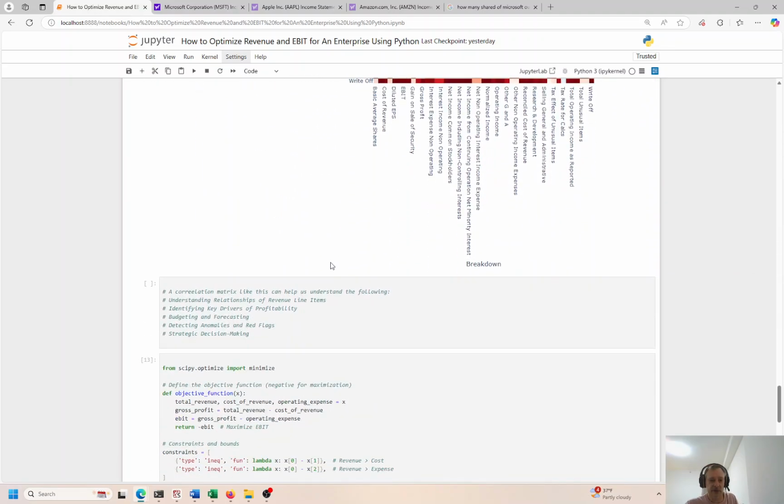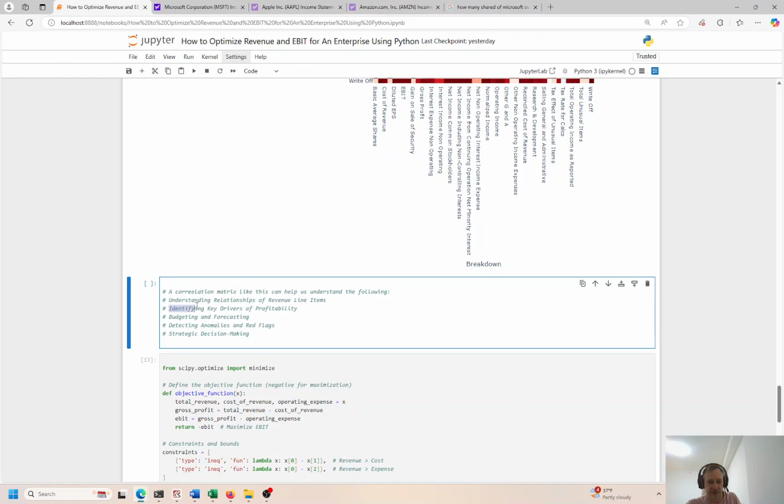Why do we even look at these types of things? There's a few reasons, okay? So understanding the relationships of revenue line items, how are they related? How are they correlated? Do they have some type of predictive capabilities between these line items? If one is highly correlated to another, there's going to be a very strong positive relationship or negative relationship, for that matter, could go either way, right?